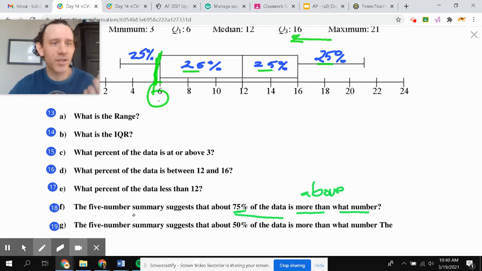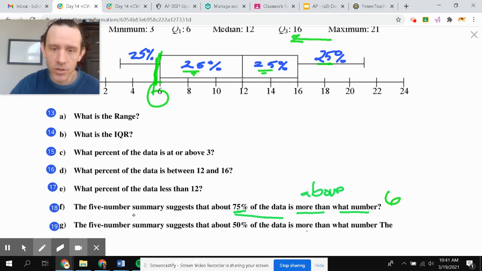I can check the reverse now. Like if I'm at 6, how much of a percentage is above 6? 25 plus 25 plus 25, that's 75. So my answer here, 6. Okay, so that's if I'm asking you to start from the above part, right?